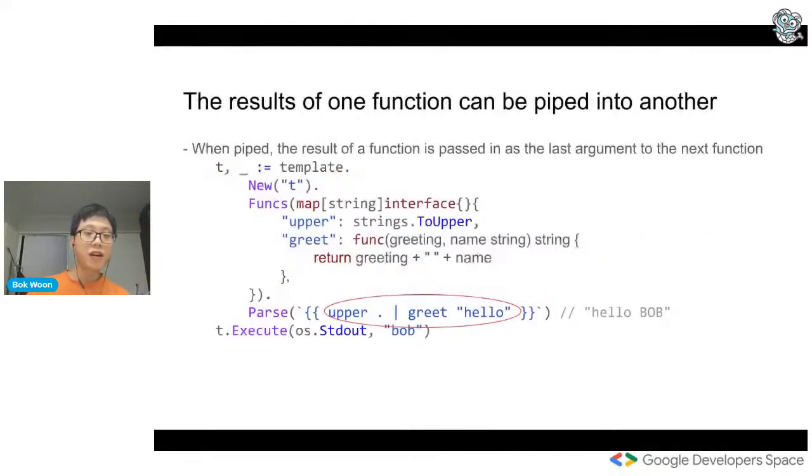And the result of one function can be piped into another function. When you pipe it, the result is passed in as the last argument to the next function. So for example, here I have two functions. One is called upper, which is just strings.ToUpper, and I have greet, which takes in the greeting and the name, and then returns the greeting plus the name. So if I do upper dot, that means I'll upper the argument, and then I'll pass it as the last argument to this greet hello. So what actually comes out here is hello BOB, because I pass in Bob over here. It gets uppercased and then it's passed into greet hello like that.